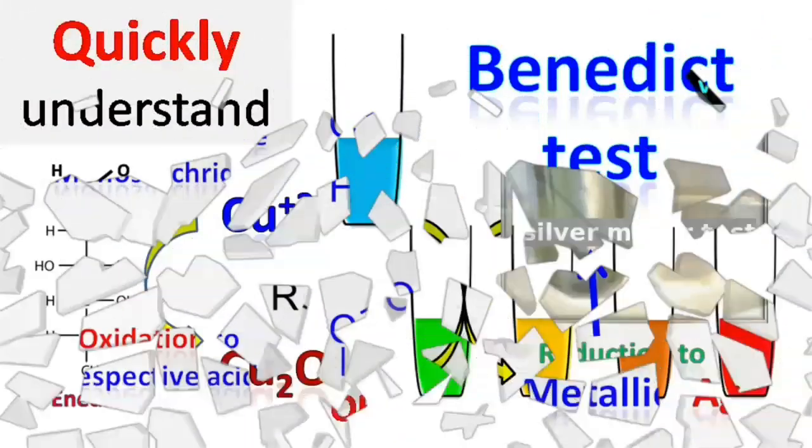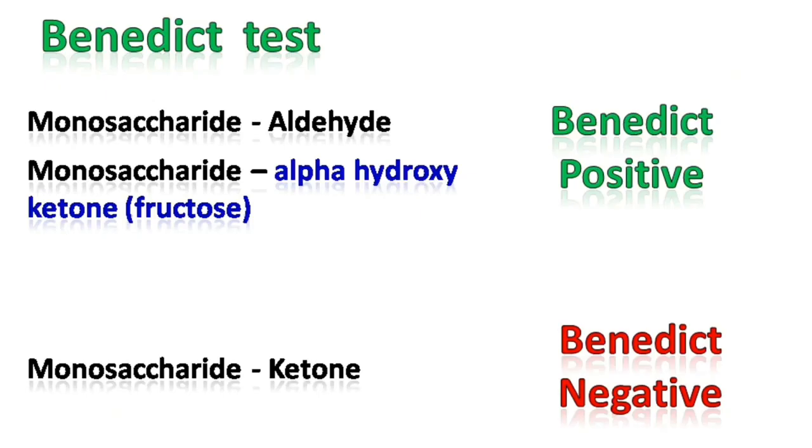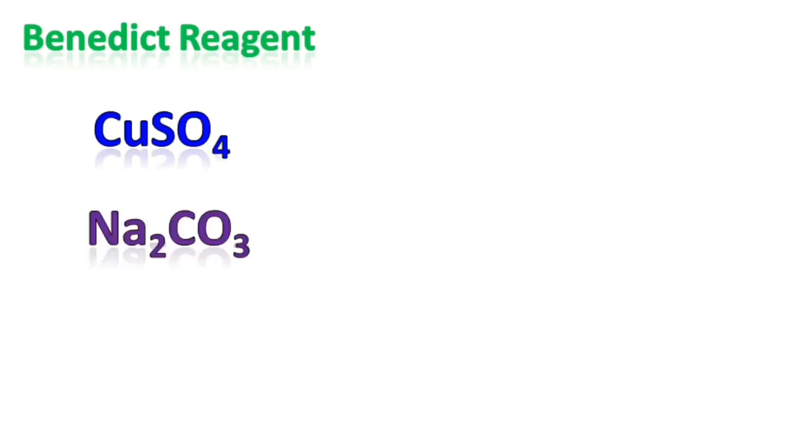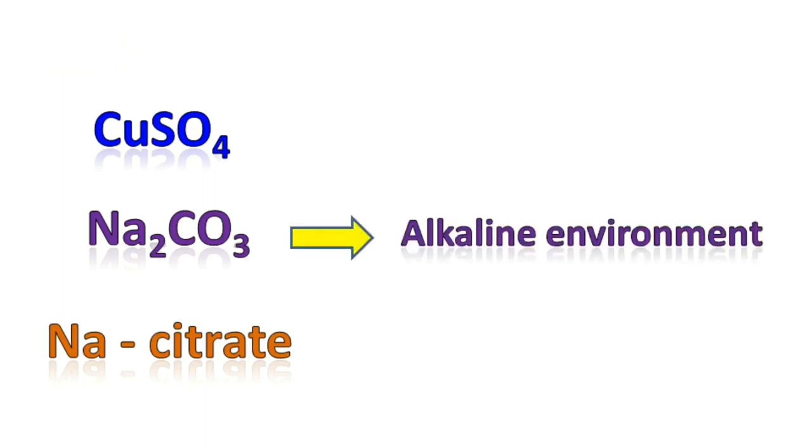Let's talk about Benedict's test. Just like Fehling's test and Tollen's test, Benedict's test is used to differentiate between monosaccharides having aldehyde group versus monosaccharides having a keto group, with an exception like alpha hydroxyketones like fructose, which will give a positive Benedict's test. Benedict's reagent. Benedict's reagent consists of copper sulfate, sodium carbonate, and sodium citrate. The sodium carbonate provides an alkali environment.